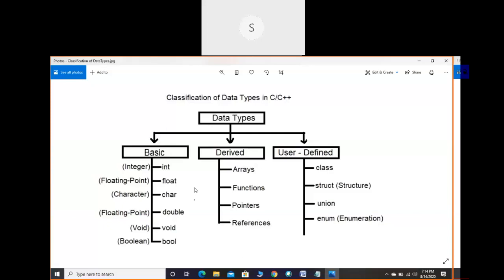Okay, so we'll continue. The next data type is character, char. Char is also a keyword. The meaning of that is character.